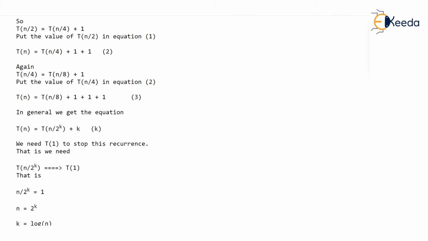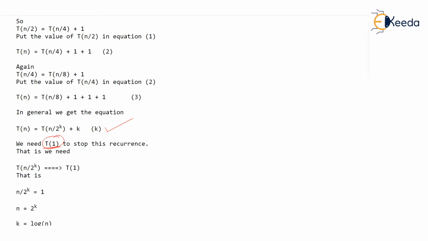Now starts the fun part. Now starts the interesting part of substitution. Now you know that this will continue Tn by 16, Tn by 32, Tn by 64. But when is this going to stop? We know that T1, given the data, given the base case, T1 is exactly 1, isn't it? So we know the value of T1. This is the base case.